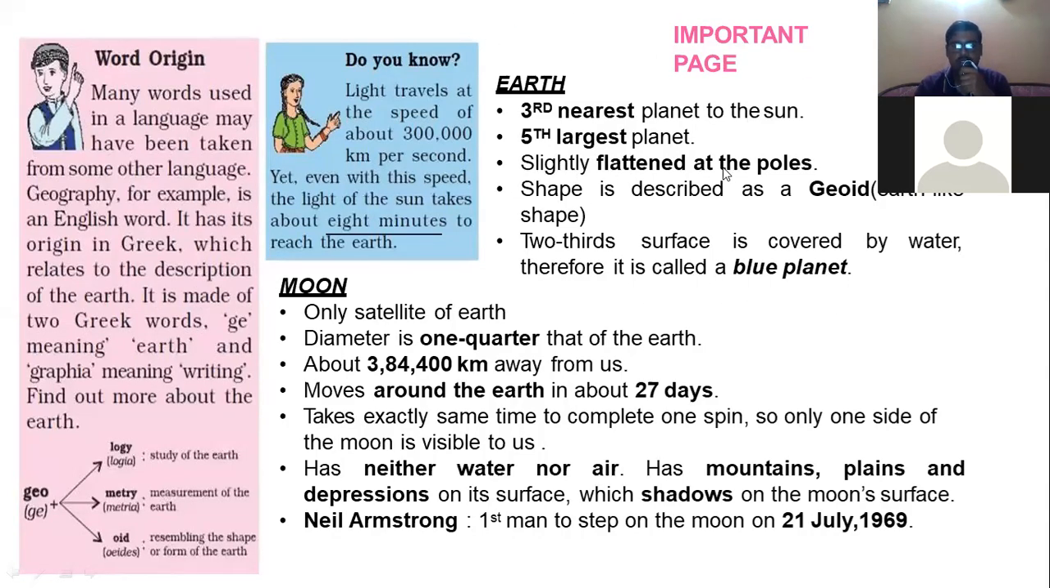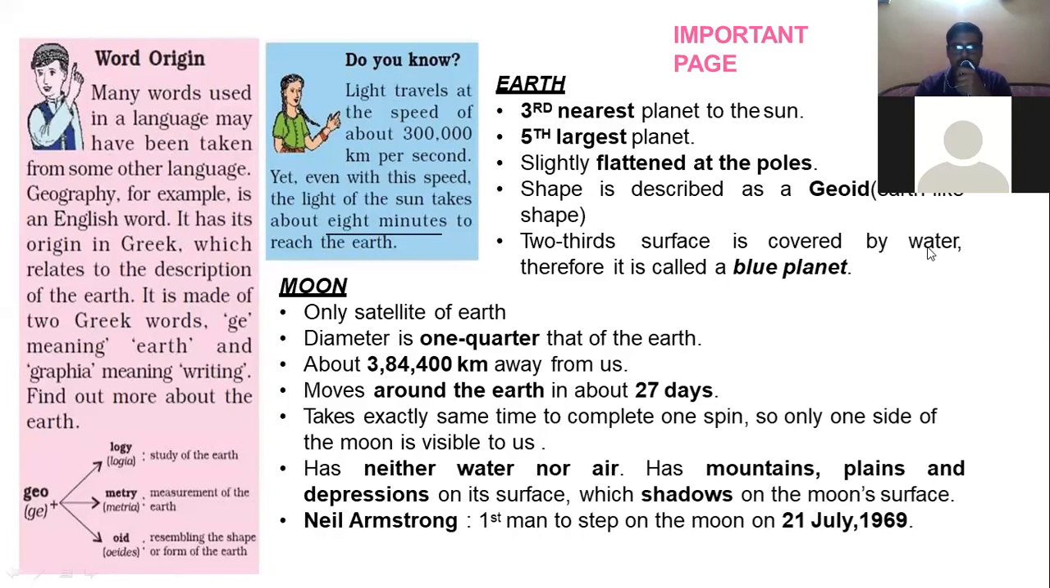Slightly flattened at the poles. If I talk about the poles of that particular planet, we cannot say that the shape of Earth is a perfect sphere. It is a sphere which is flattened at the poles, the north and the south pole, and the shape is described as the geoid, an Earth-like shape.